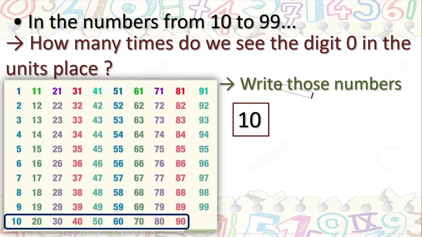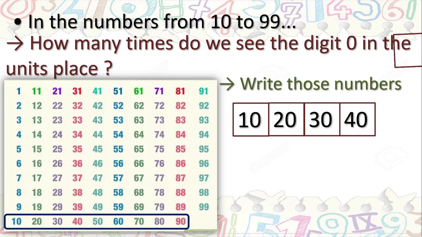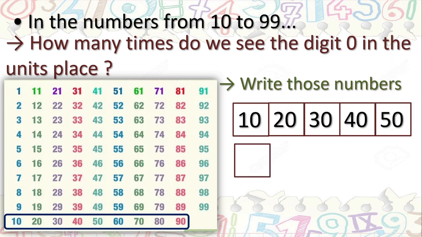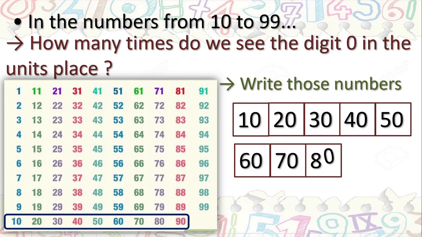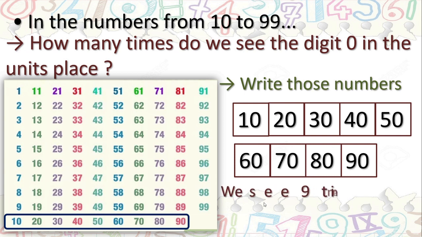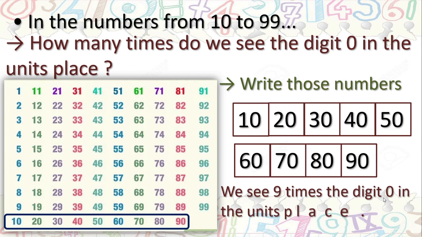This is 10, 20, 30, 40, 50, 60, 70, 80 and 90. Right? Here all these numbers have 0 in their units place. Correct? So again we can write here, we can see 9 times the digit 0 in the units place. Right? Got this? Same thing you can do here.